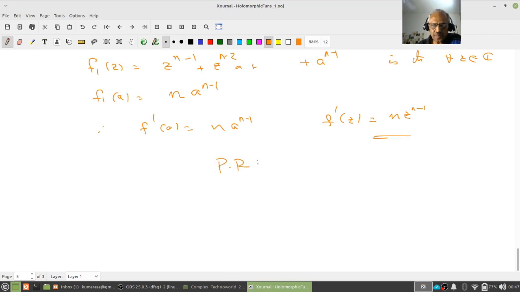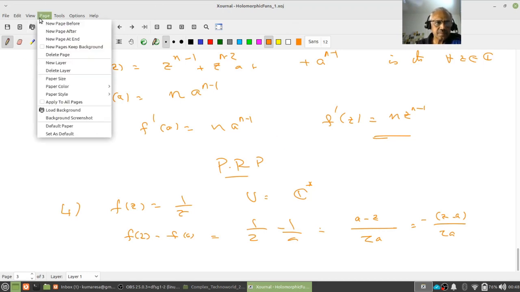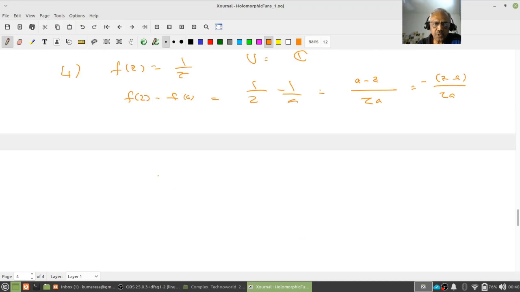Okay, pause, review, proceed. And let's look at one more example. Suppose I want to prove for f(z) equal to 1/z, my u is now C star. Then how will I do that? The same thing. Look at f(z) minus f(a), which is 1/z minus 1/a. And therefore what is common? z times a. Therefore it is (a - z)/(za). But this is minus (z - a)/(za). Now therefore, what should be your f1?